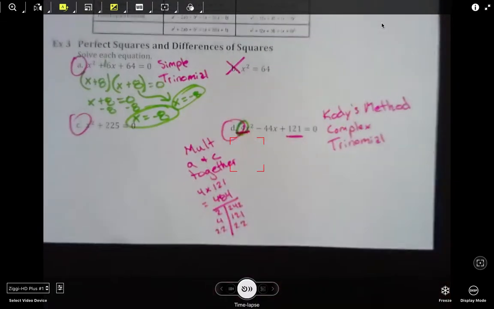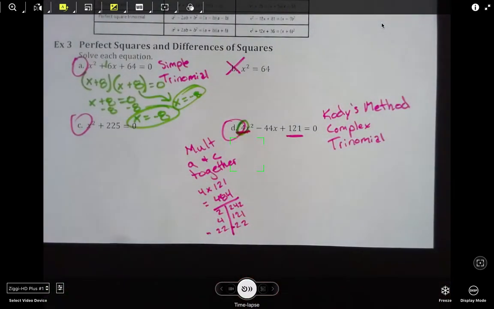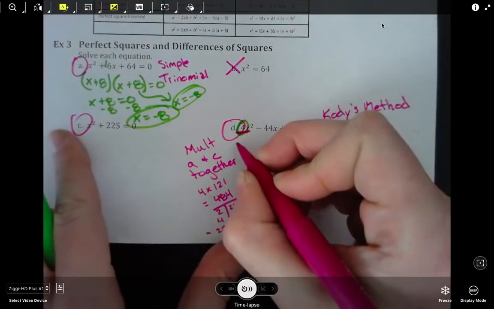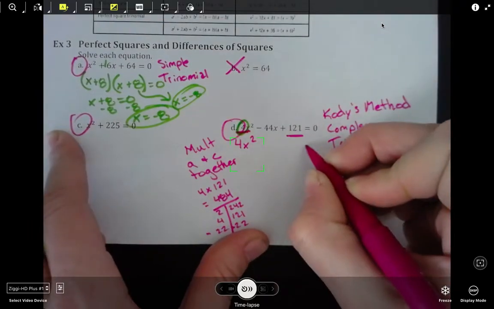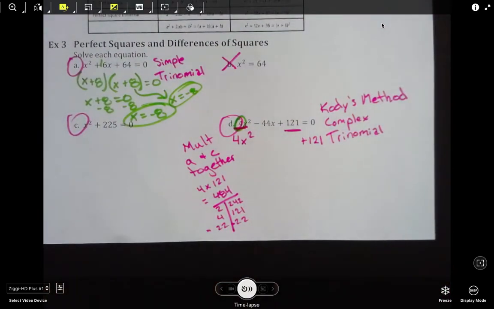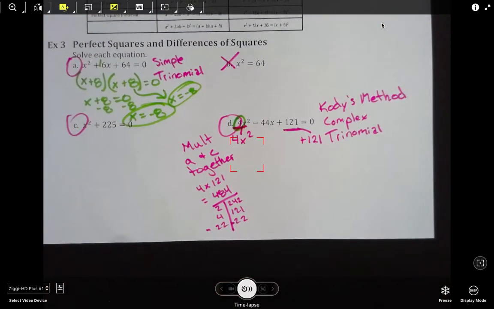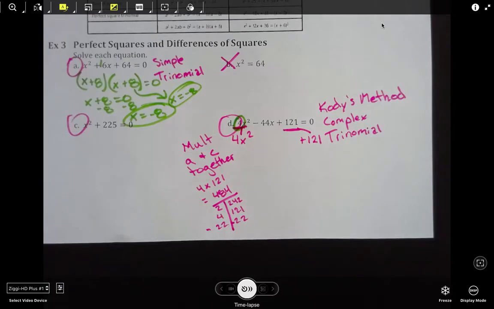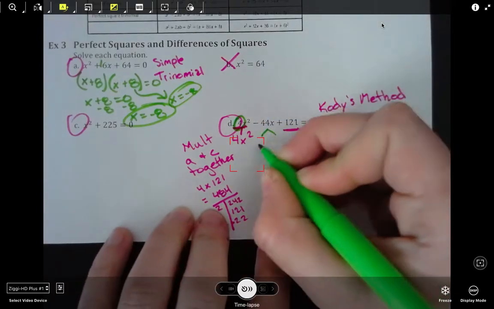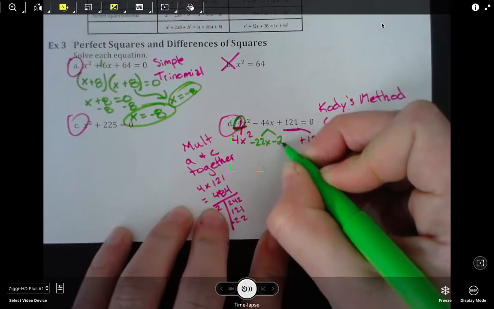Now, both of them are going to be negative, because if one of them is negative and one of them is not, it comes out to be 0, right? Okay? So both of them need to be negative. All right, now, here's the magical part. Write this down. This 4x squared is not going to change. The 121 is not going to change. Those just get rewritten. But the middle piece, the negative 44x becomes negative 22x minus 22x.